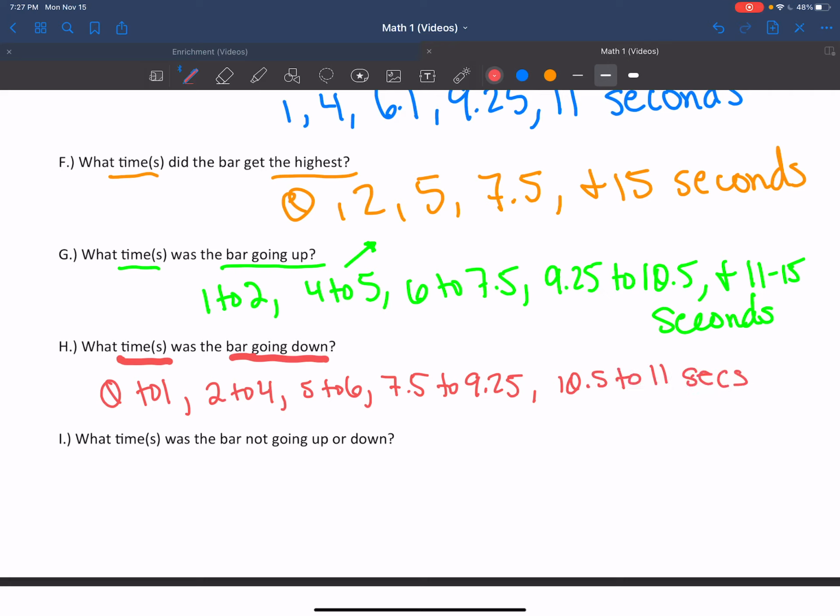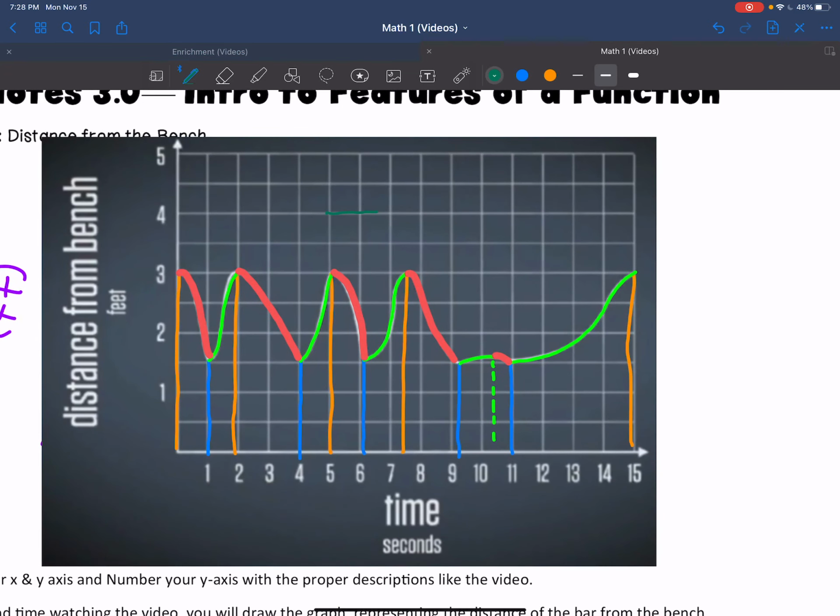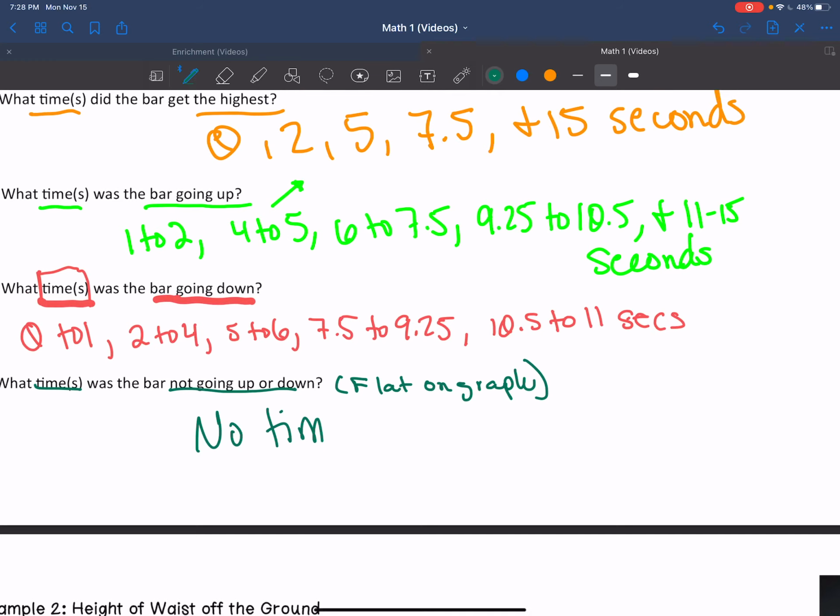Last one is, what times was the bar not going up or down? So basically, when was it flat on the graph? Okay. And looking at our graph here, there is nowhere where it is straight flat. So what times? No times. There are no times when it's flat on the graph.